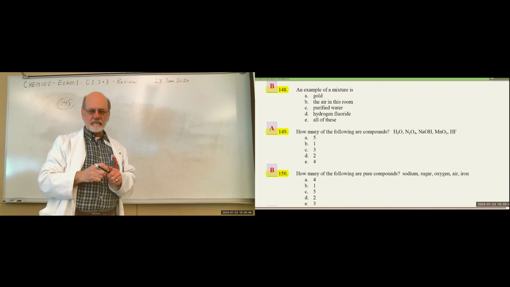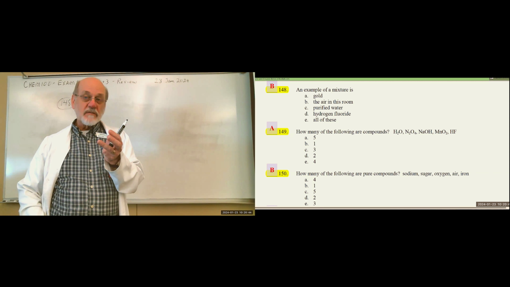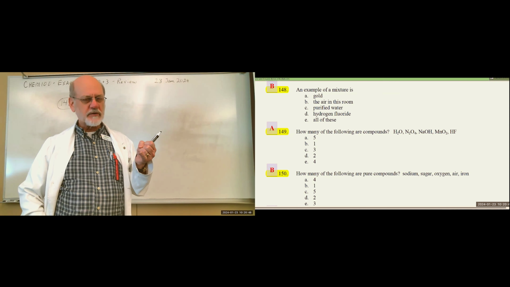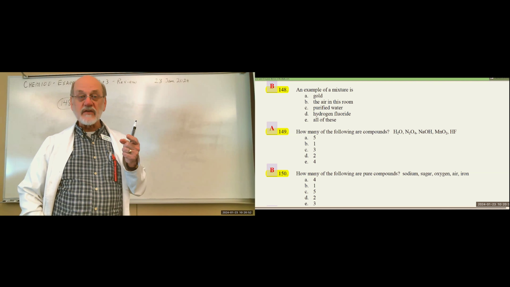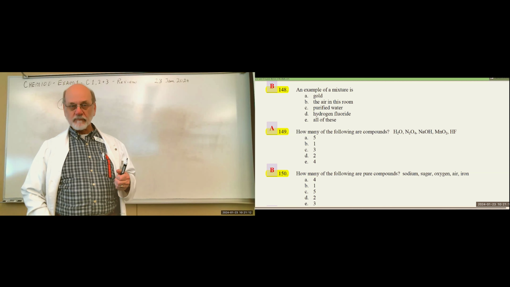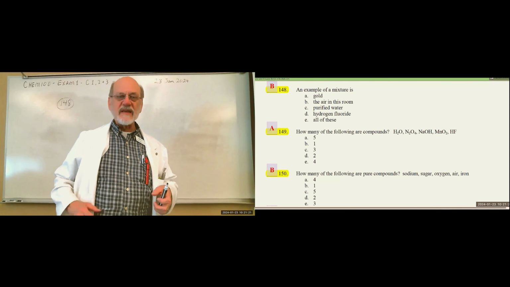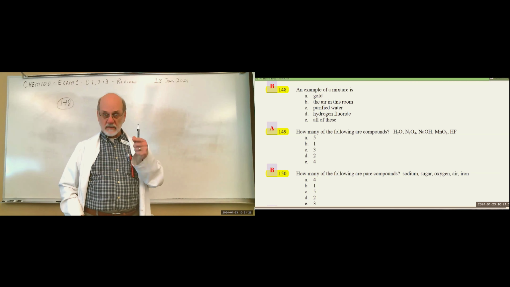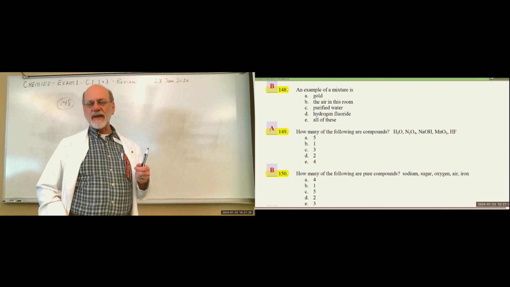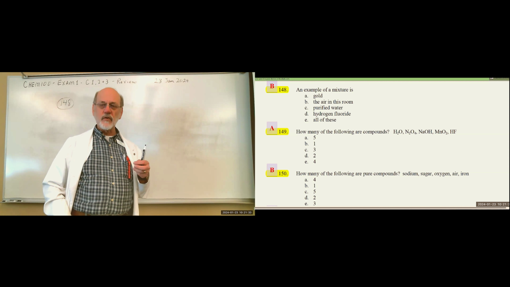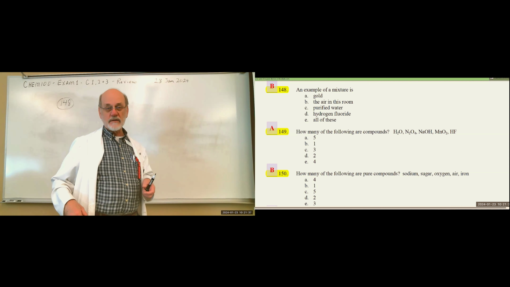All right, we can get 3 on there, 148. An example of a mixture. If we find any pure substances in there, we can ignore those. Gold is an element, that's a pure substance. The air in the room, yes. And B, air in the room is a homogeneous mixture. That's the answer. Purified water is a compound, a pure substance. Hydrogen fluoride is a pure substance. So the only mixture in there is B.